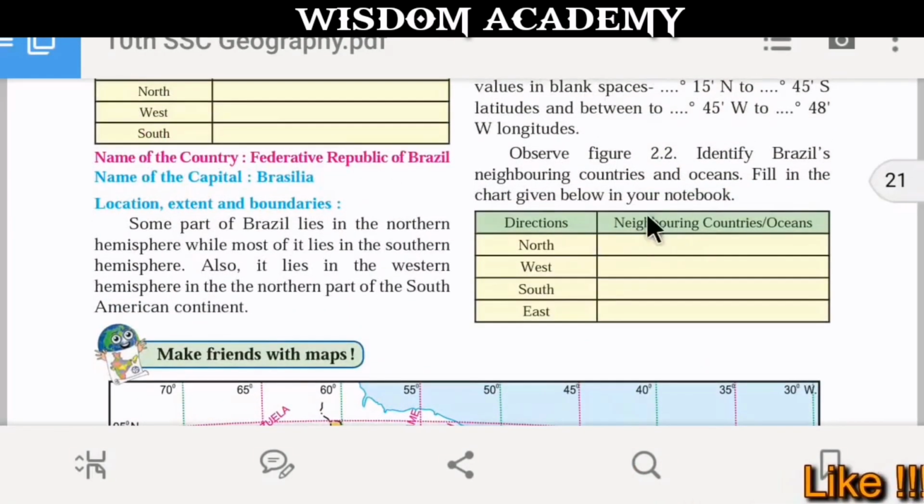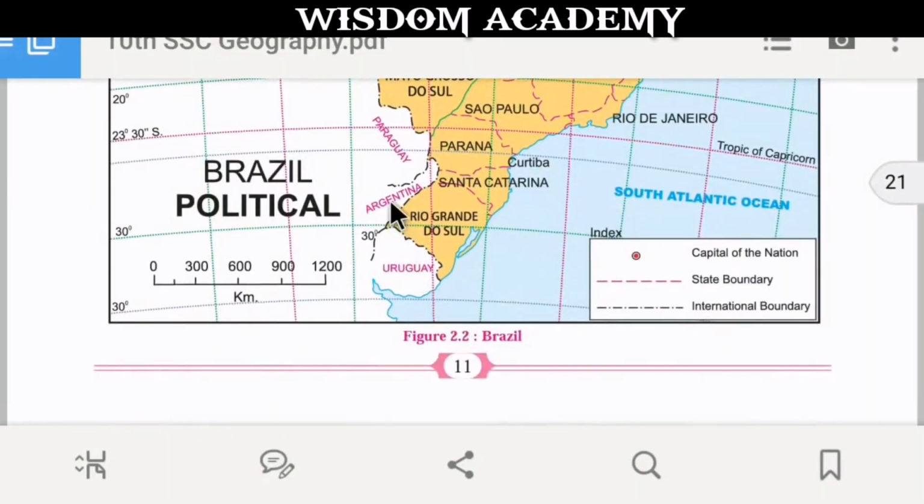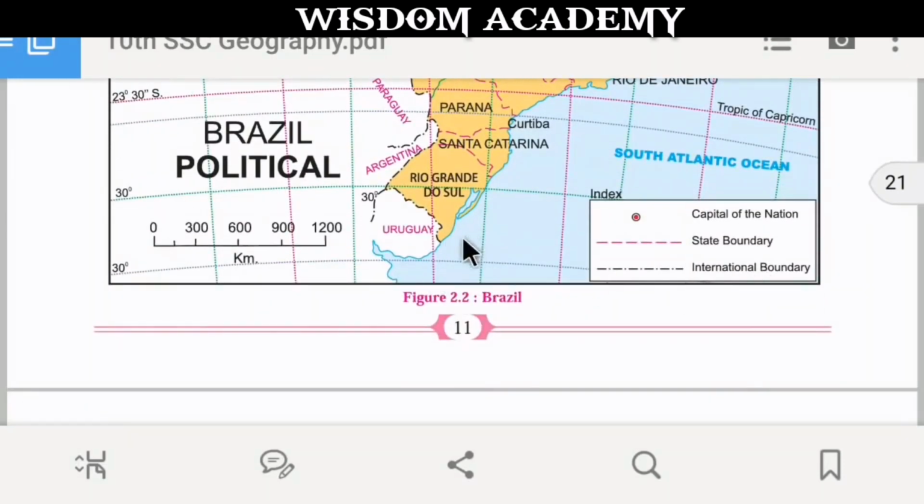So these are the neighboring countries and oceans to the north, south, west, east of Brazil. So in the south we are having Uruguay, Argentina. These are the countries that are neighboring to Brazil. So these are the neighbors of Brazil. So capital of Brazil is here, Brasilia, and we are having boundaries, international boundaries and state boundaries.